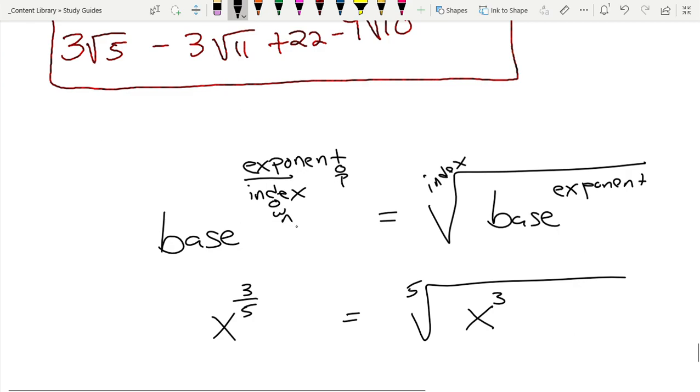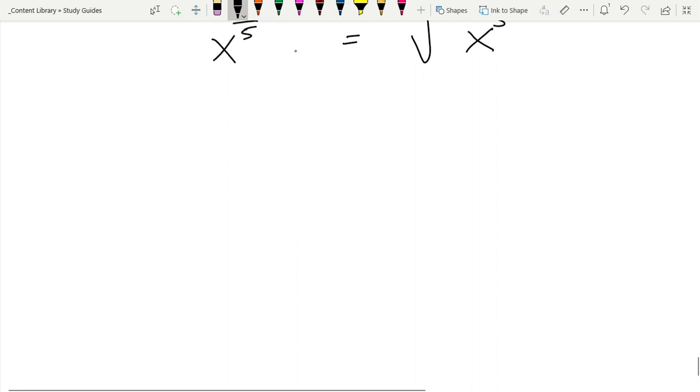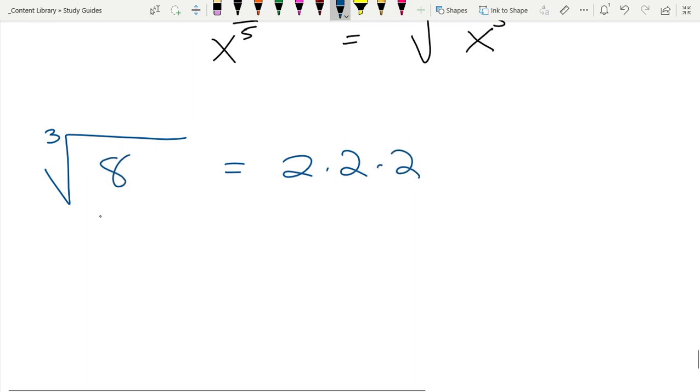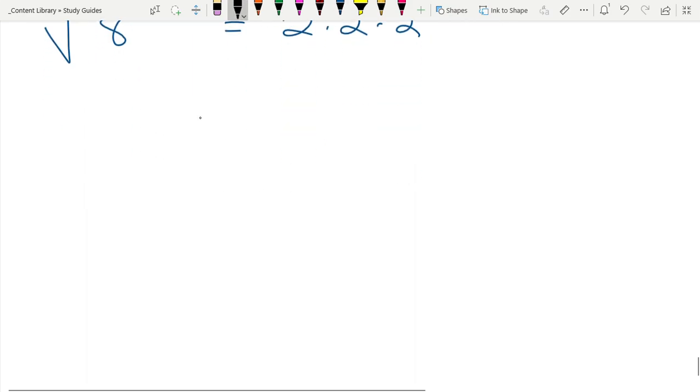And an index just tells you how many times you're going to multiply with your root. So if I said the third root of 8, I'm asking what number multiplies 3 times to give you an 8, which in this case we know. That would give us a 2 times a 2 times a 2. So here we go. Let's put them how they started off.